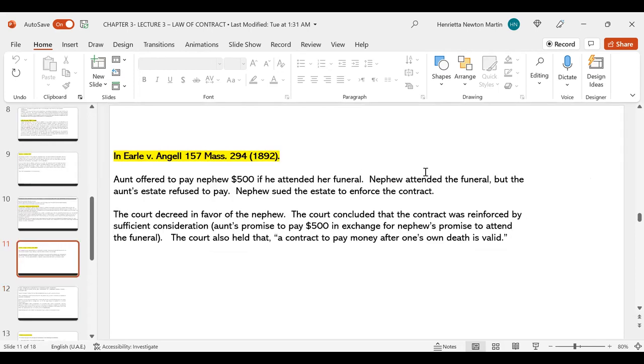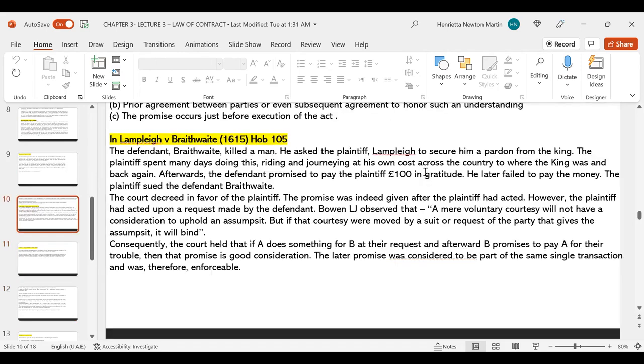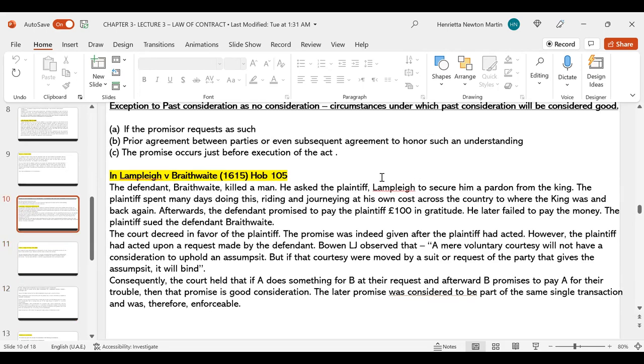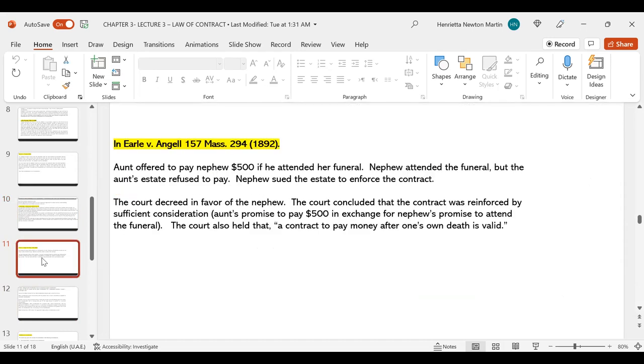But the normal rule is past consideration is no consideration. Then there are exceptions if the promisor requests such prior agreement between the parties, or subsequent agreement to honor such an understanding. Lampley versus Brathwaite. The promise occurs just before execution of the act. So in Lampley versus Brathwaite, there has been a subsequent agreement to honor such an understanding.